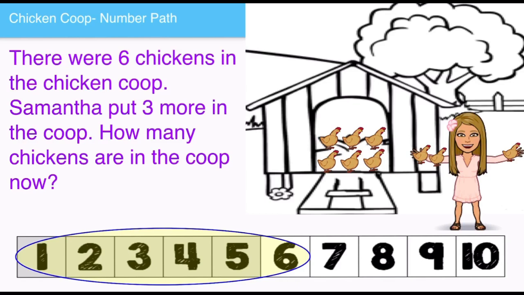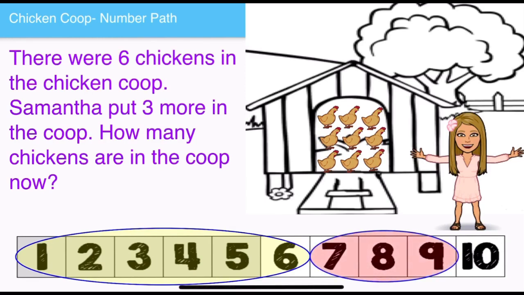Now, let's go back to our problem together. Samantha put 3 more in the coop. So that means we need to add 3 more counters, boys and girls. Let's do it together. Ready? 1, 2, 3. And now I'm going to circle the next 3 numbers on my number path.